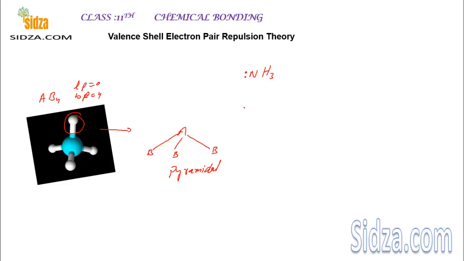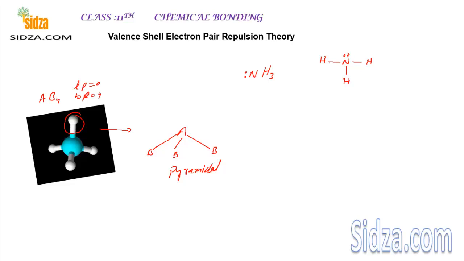Nitrogen there with the lone pair of electrons, and hydrogen also. There are 3 hydrogen atoms around the nitrogen, and there is a lone pair of electrons. Total number of lone pairs plus bond pairs around it is 4. So you can say the basic shape is actually tetrahedral.